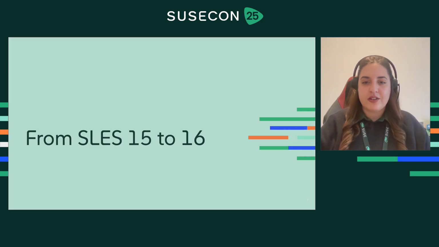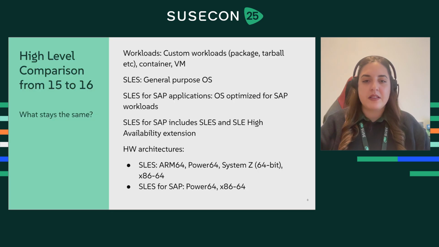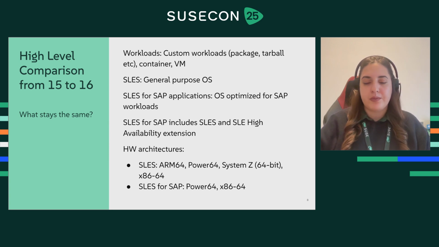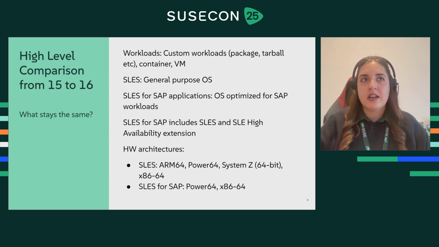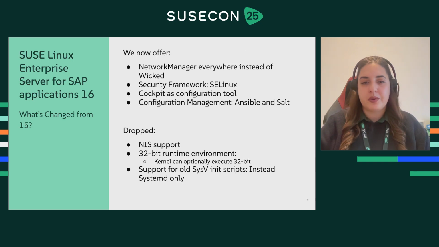So what to expect from the next generation Linux to be different? With SUSE Linux Enterprise Server for SAP Applications 16, although it is a new operating system, you can expect that your custom workloads and virtual machines will work with these systems. As before, it's a general purpose operating system and an OS optimized for SAP workloads, tested and certified with SAP. And as expected, SLES and SLE High Availability Extension. We also make our operating system available for the following hardware architectures: ARM64, Power64, and for SLES for SAP, Power64 and x86_64. So no great change there.